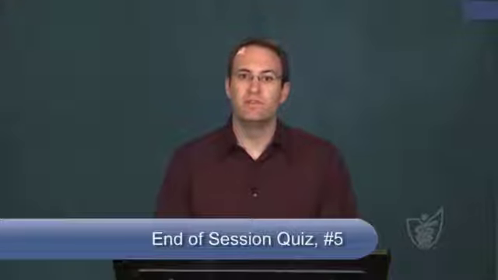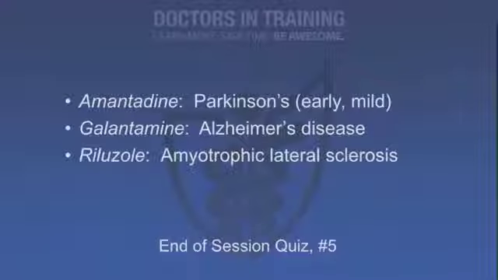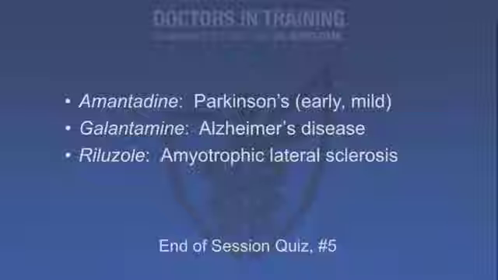Next question. Name the therapeutic uses of the following drug. Amantadine. We use this in early or mid Parkinson's disease. What other problem was it used for in the past? It was used for influenza A, but now there's so many resistances, we don't use it very often. Galantamine, we use this for Alzheimer's disease, and Riluzole is used for ALS.